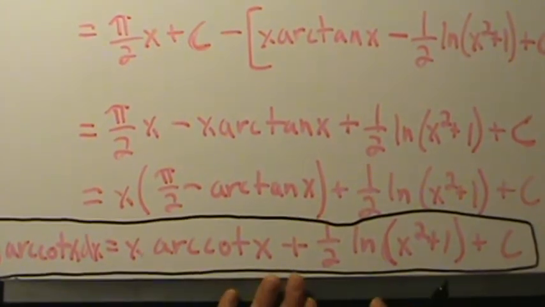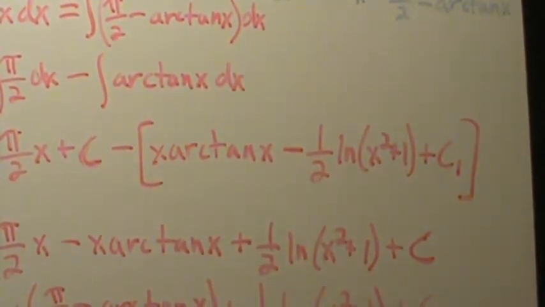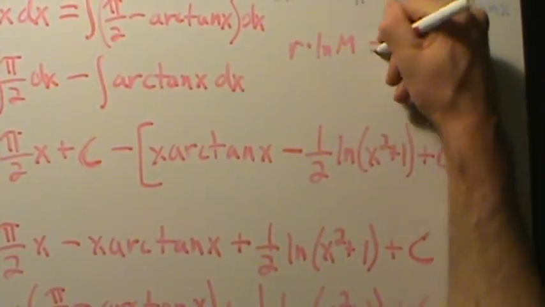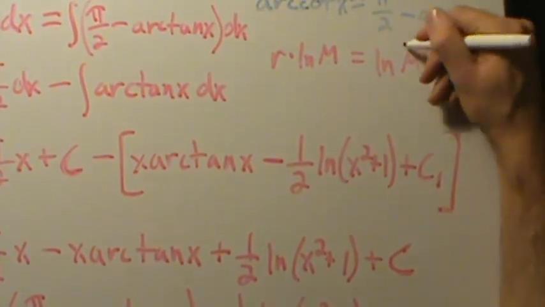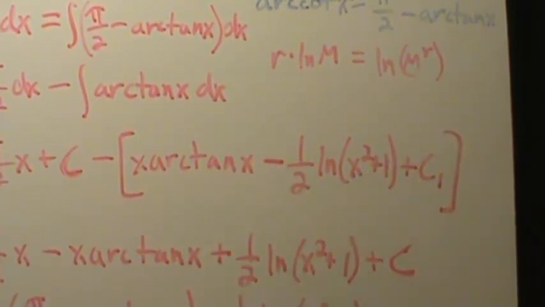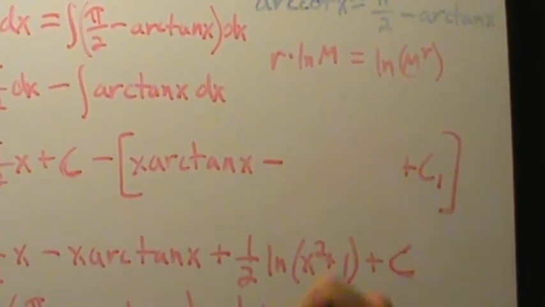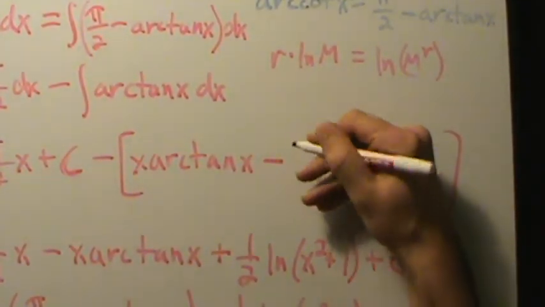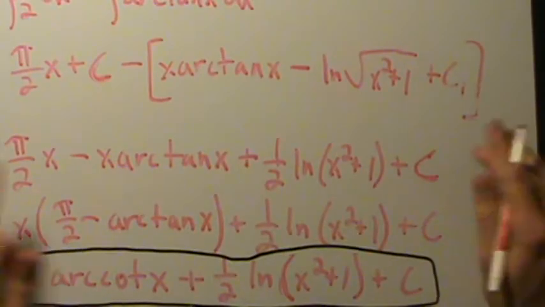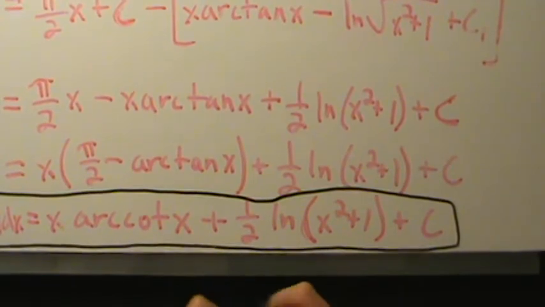And also one last thing to point out: remember the inverse tangent integral, we could express it like this, or we could bring this power up as a factor. Remember r times the natural log of m, or any base log, is the natural log of m to the r. So we could bring up the 1/2 as a power, and remember a power of 1/2 means a square root. So we could also say natural log of the square root of x squared plus 1. Then this would be natural log of square root of x squared plus 1, same thing over here, and then this would become natural log of the square root of x squared plus 1, and so on.